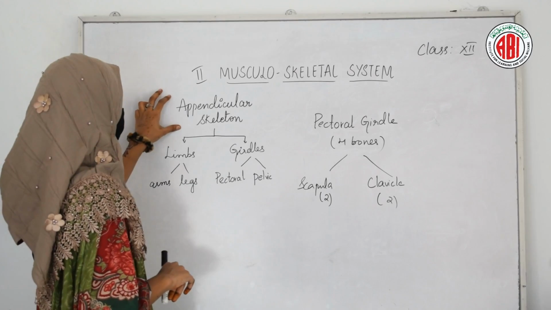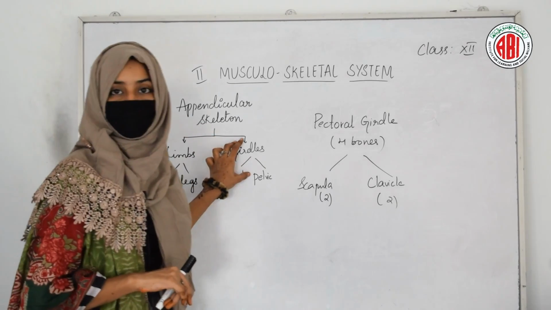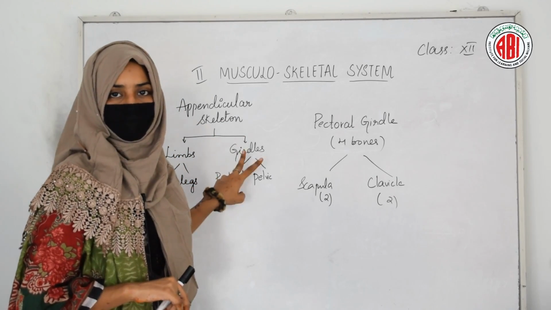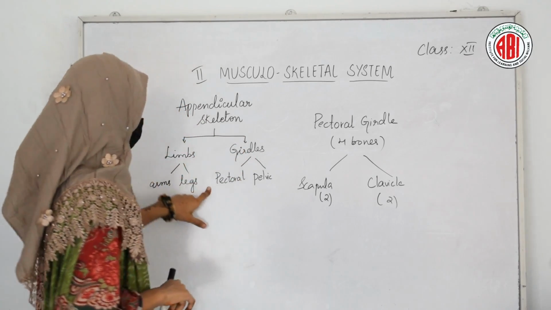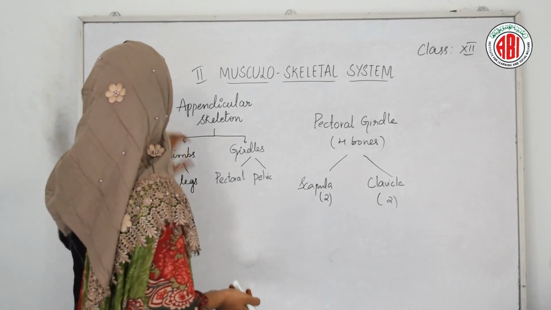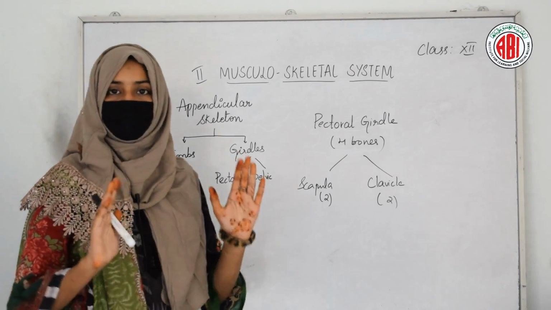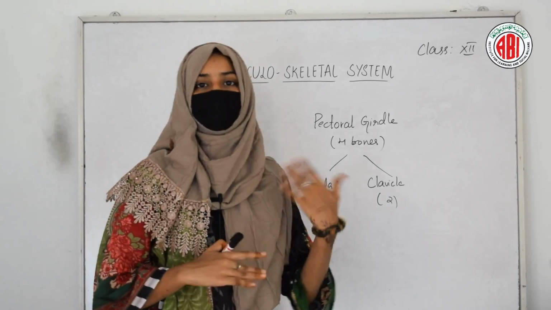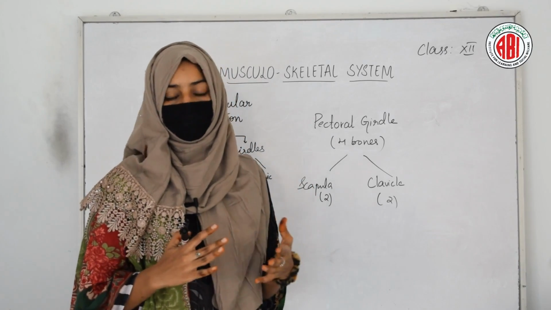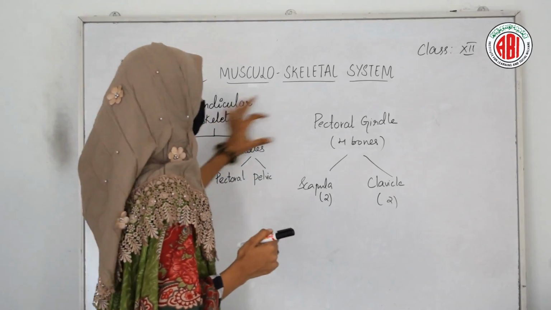We know that appendicular skeleton includes our limbs and our girdles. Limbs include arms and legs, and girdles are of two types. One is pectoral girdle and the other one is pelvic girdle. Firstly we are going to discuss the girdles, then we'll move to the bones of the arms and legs. So firstly we are going to discuss pectoral girdle.